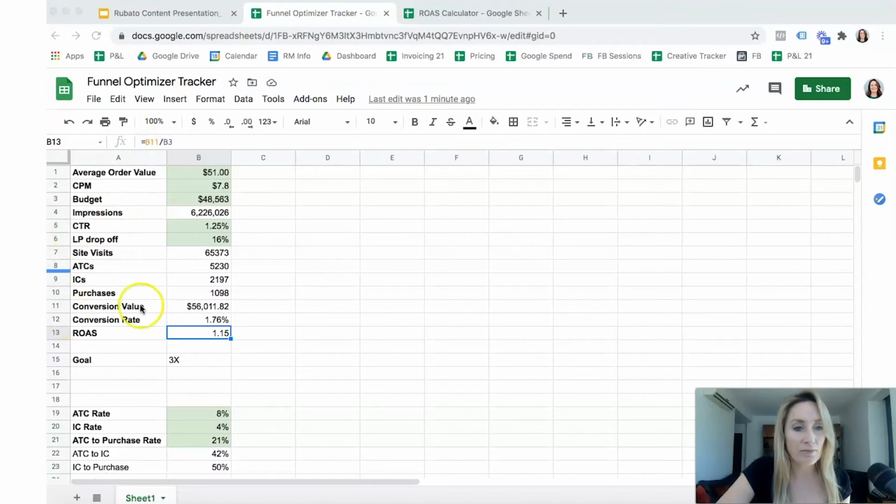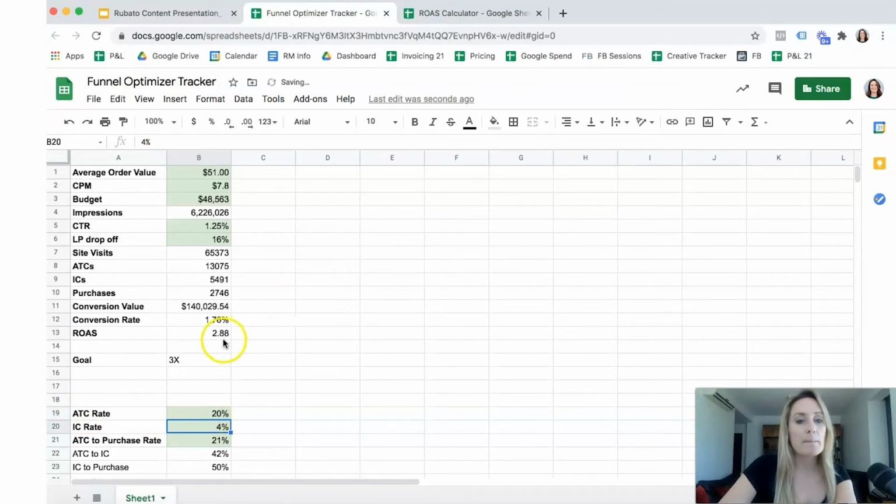So that's kind of all the front-end metrics on Facebook. And I don't think that there's any lever that we could pull that would make a huge difference there, other than obviously getting the right kind of quality traffic in. But the real thing that stares at me here is this add to cart rate. So watch what this does. Whenever we move this back up to 20%, boom. We just went from 1.15 to 2.88 by getting the add to cart rate up.